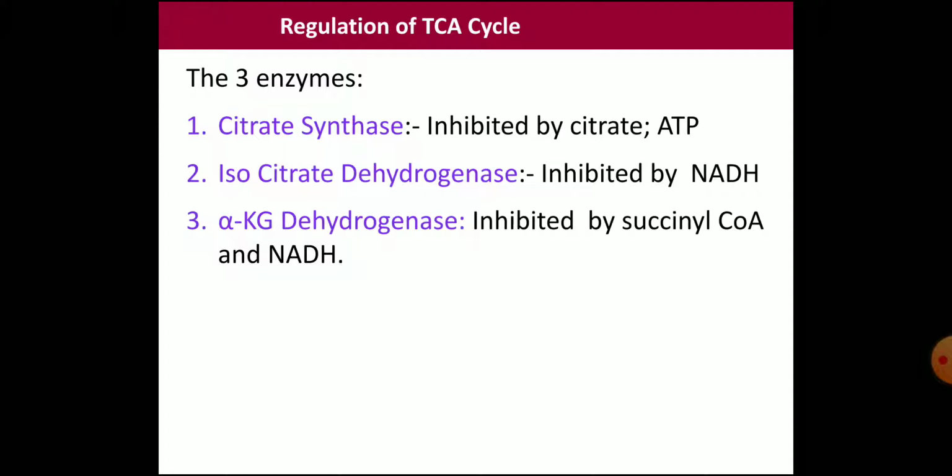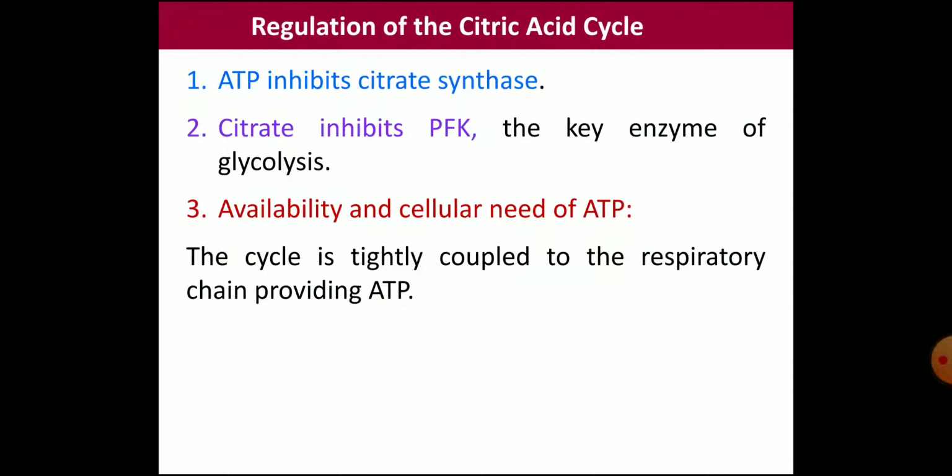Then isocitrate dehydrogenase is inhibited by NADH plus H. Similarly, if NADH is high, it can produce ATP, so naturally there is inhibition. Then alpha ketoglutarate dehydrogenase is inhibited by succinyl coenzyme A and NADH. Then ATP inhibits citrate synthase. In general, the energy status is the one which is regulating the cycle.